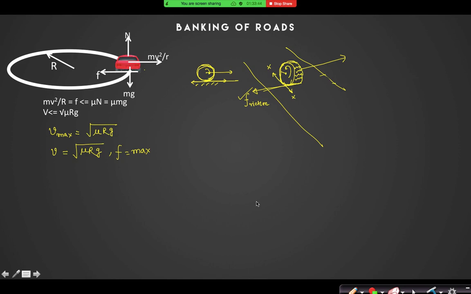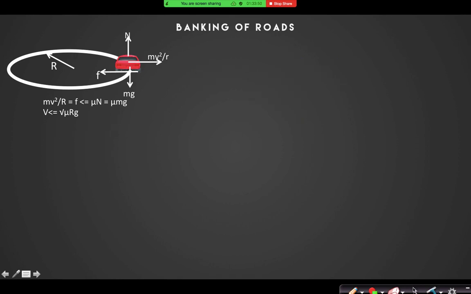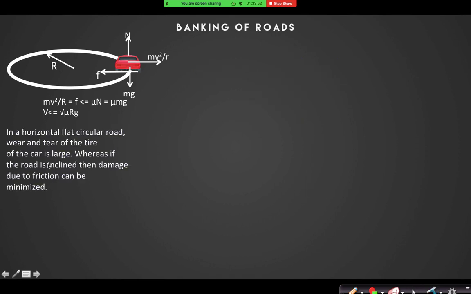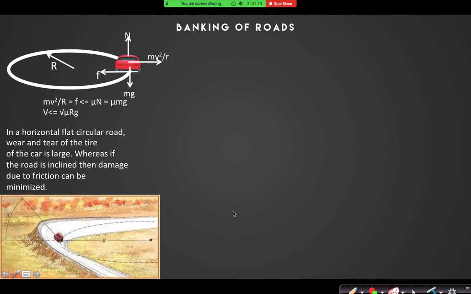Now, let us take one condition: on a horizontal flat road, wear and tear of the tire of the car is large. Can you understand why it is large? Whatever the velocity may be, the wear and tear will be there because friction will act. Whereas if the road is inclined, then damage due to friction can be minimized. How can it be done?